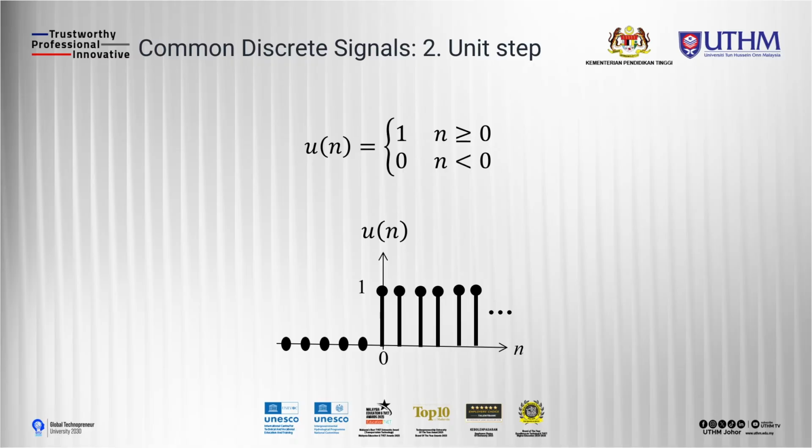The second discrete signal is the unit step. The symbol is u[n], where n starts from 0 to infinity with the amplitude 1. And when n is less than 0, the value is 0. So this can be illustrated in this figure, where from 0 to infinity, the amplitude is 1. So this is 1 u[n]. If you have 2 u[n], it means that the amplitude is 2.